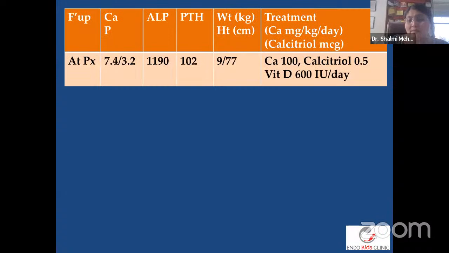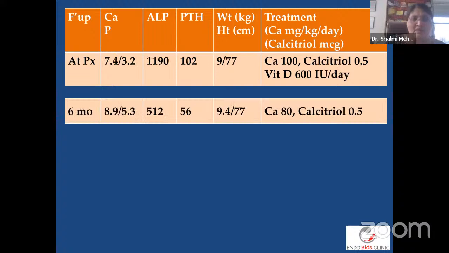Right? So this is how we started managing this child, and this was at presentation, the calcium, phosphorus, alkaline phosphatase levels. So we started with a dose of 100 milligram per kg per day of calcium. We started this child on calcitriol. Now remember here, there's no point in giving large doses of vitamin D because the child already has a lot of vitamin D. It is not making the active vitamin D. So here the mainstay of treatment would be to give calcium and the active vitamin D, that is your calcitriol. But yes, we decided to give some vitamin D for its immunological benefits also.